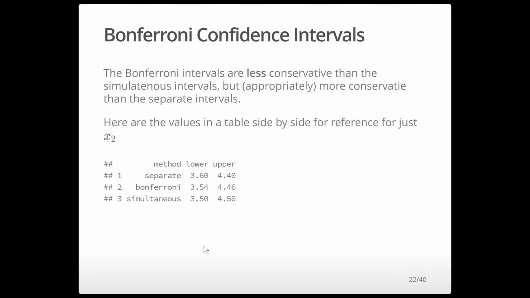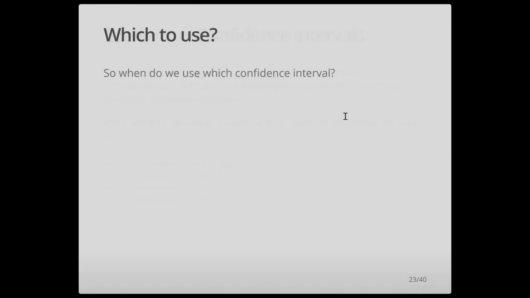And so we can compare them just in a table here. This is generally how this is going to go. We're going to have the separate confidence intervals being the most narrow, the Bonferroni being in between, and the simultaneous confidence intervals being the least narrow. There may be some really corner case exceptions where Bonferroni and simultaneous flip, but for the most part, this is the order that you're going to see. And so this is for the x2 variable that we used.